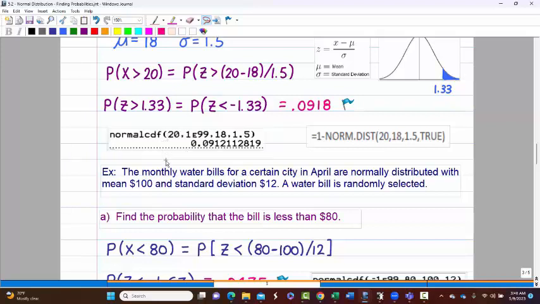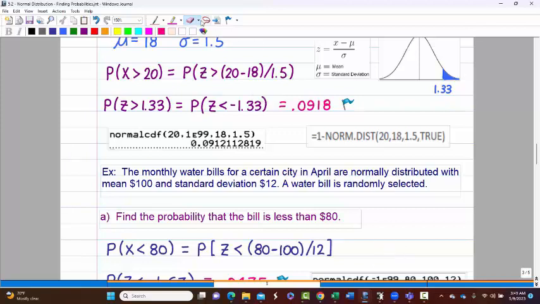And like I said, you'll see more of these in the calculator, especially as we get to the homework, but I'm hoping you can see what's going on here. So greater than means you start at 20 and you finish with 1E99 for positive infinity. You put in 18, you put in 1.5 for your standard deviation, and there you have it.